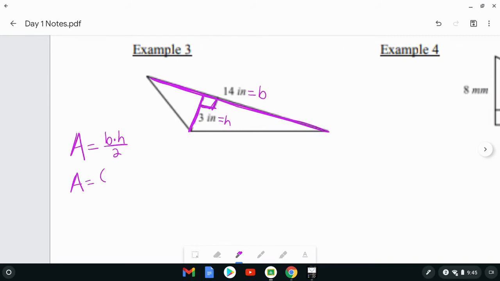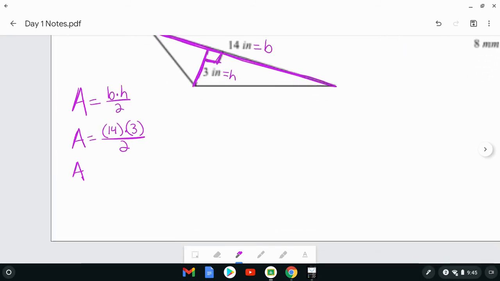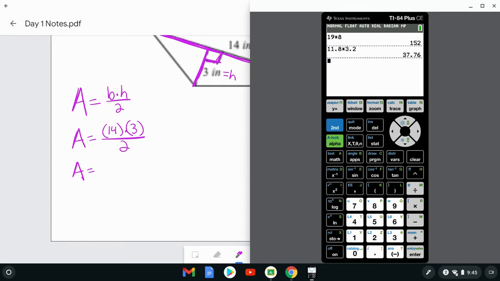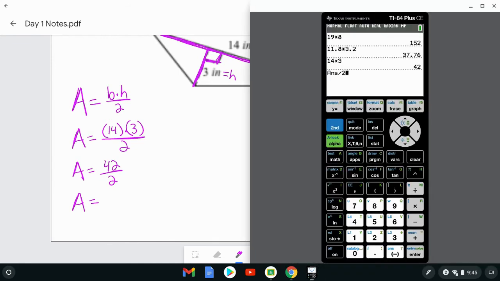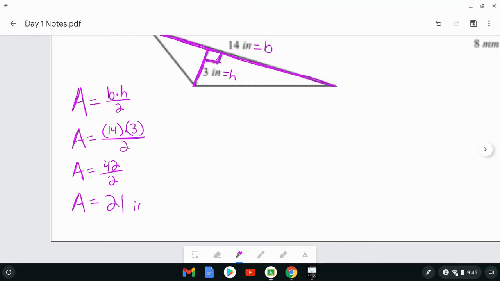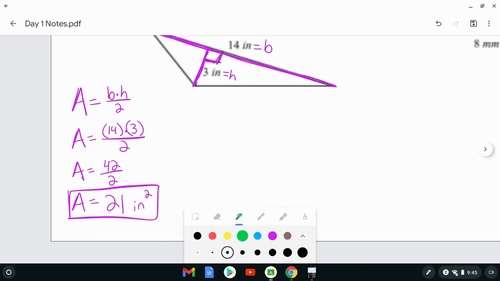Just like before, plug in the values that you know. We have 14 times 3, all divided by 2. I would do the numerator first, just to be safe. 14 times 3. So our numerator is 42, divided by 2. And then you can go ahead and do 42 divided by 2, and you'll end up with 21. So our area for this is 21. Don't forget it's in inches, so it's going to be inches squared.